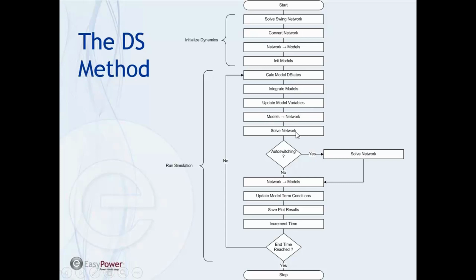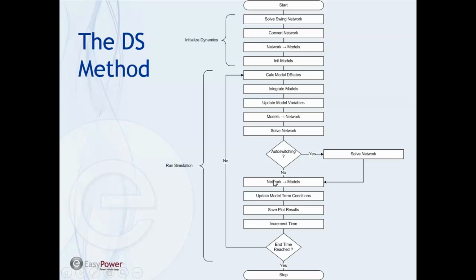So this tells us something: the network is solved on every time step. That's one of the most time-consuming components of a dynamic stability simulation, especially if your network gets large, 500, 1,000, 2,000 buses. Every time step it's going to be solved. After we solve the network, we check for any switching that has to be done. Before we continue, we perform it, and then we solve the network again.